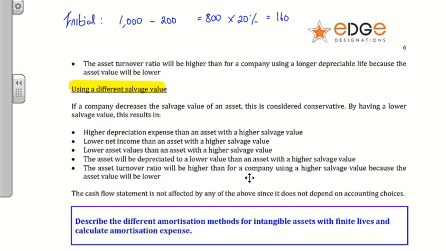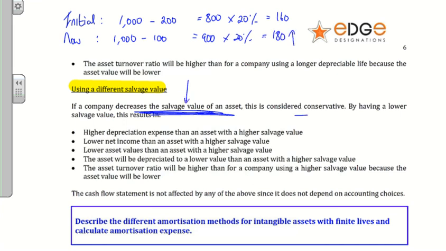What if now I decide to go to $1,000, and look what I'm doing? I'm using a decreased salvage value. I'm only going to be using $100 salvage value. So now the depreciable amount of my asset is 900. Keep the rate the same, I'm not changing that. And what happens to my depreciation charge? It goes up. So if you decrease salvage value, you're being conservative, you've got an increased depreciation charge, and then if your depreciation charge is increased, your net income is lower.